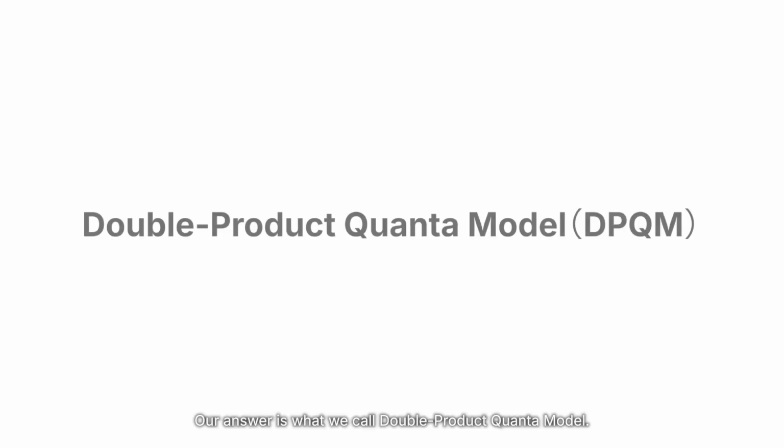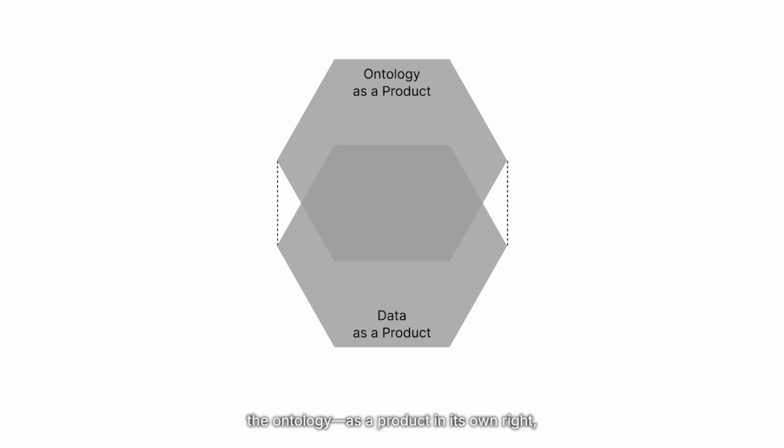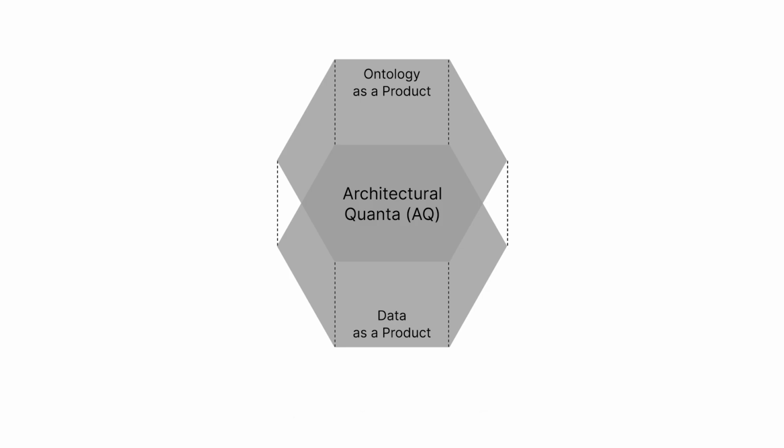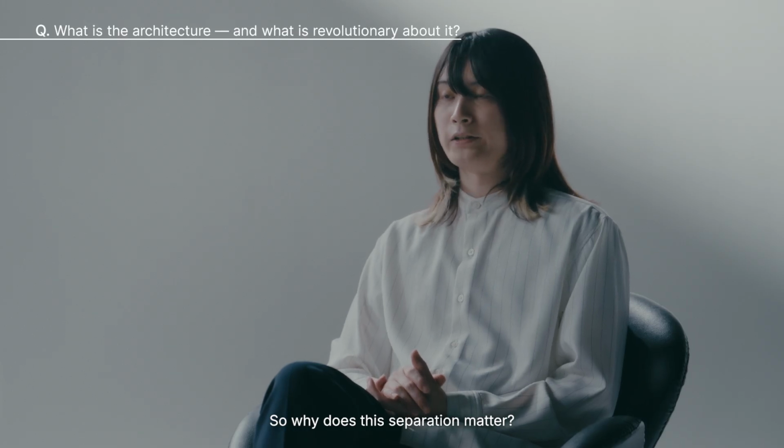Our answer is what we call the double product quanta model. We treat the meaning of the data, the ontology, as a product in its own right, separate from the data itself. So why does this separation matter?